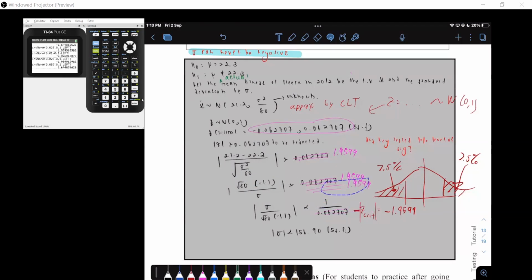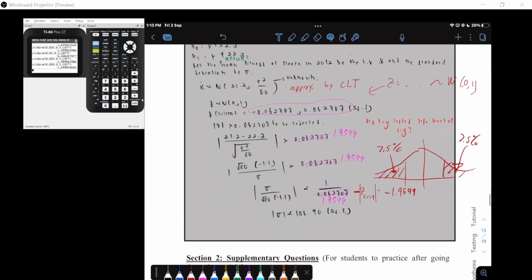Oh no. This guy should be 1.9599 on the denominator. Then 1 over that, and now you can just take the modulus top and bottom. This guy becomes positive. Then you get the modulus of sigma to be something. Let me just solve it quickly. So the modulus of sigma will be less than 1 over 1.9599 multiplied by the modulus of square root 80 times negative 1.1.